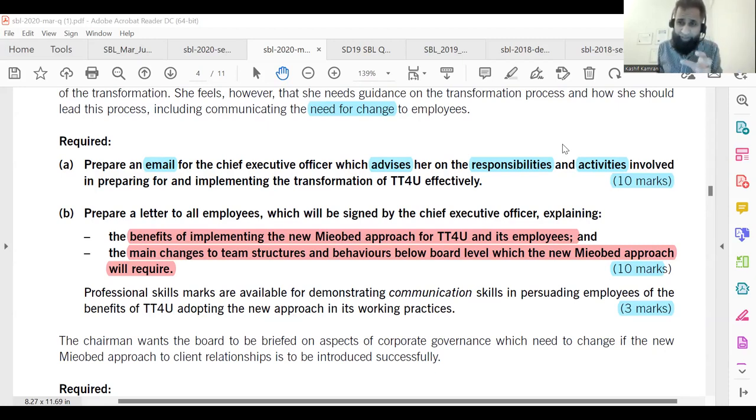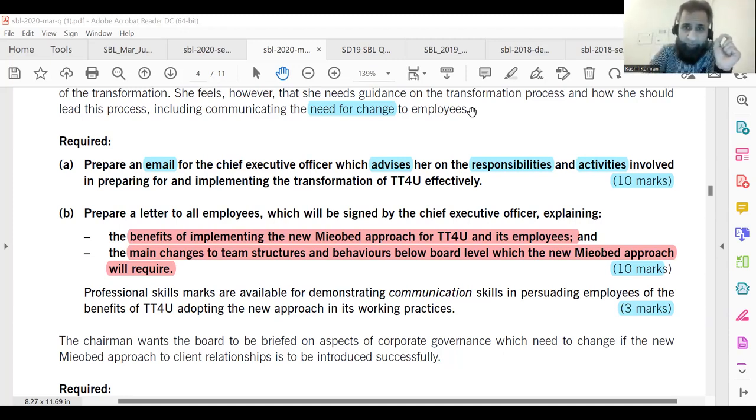So what are the responsibilities of the Chief Executive Officer for a successful transformation? Number one. And what are the activities involved in successful transformation? Can you relate this with the topic you have in the syllabus, change management? How to bring change? What are activities involved in change management? Can part A be related to some sort of a case study, some sort of a knowledge topic? Agree or disagree, all of you? So the first part at least relates with change management.